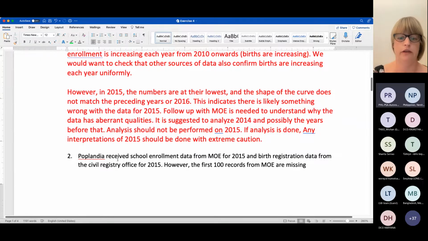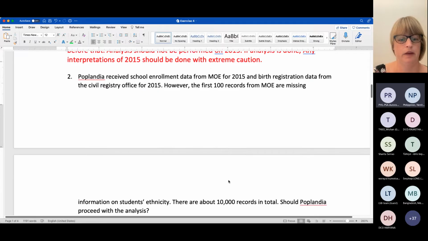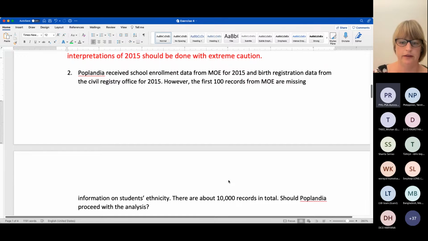So Poplandia received school enrollment data from Ministry of Education for 2015 and birth registration data from the Civil Registry Office for 2015. However, the first 100 records from Ministry of Education are missing information on students' ethnicity. There are about 10,000 records in total. Should Poplandia proceed with the analysis?